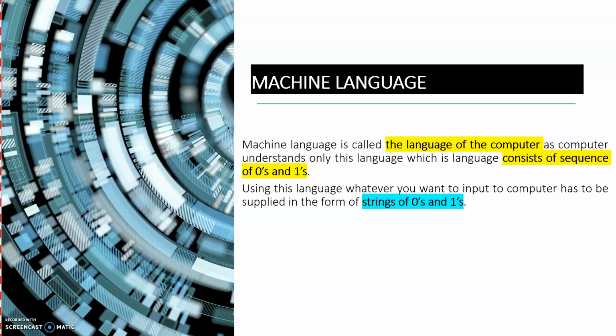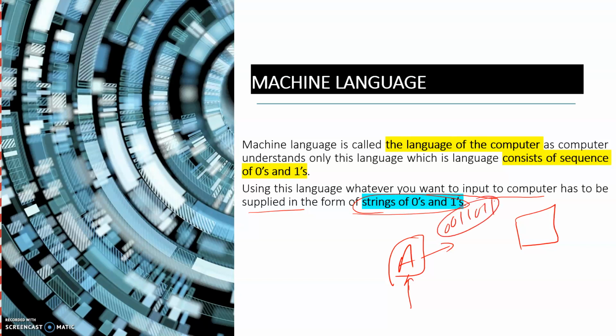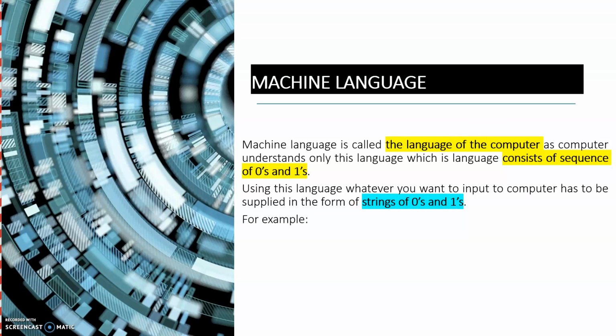Here in machine language, the computer uses input, and input will be supplied in the form of a string of 0 and 1. Suppose you want to press, let's say, Enter on your keyboard, or you want to print A on your screen, so you press the key A. This A will be converted into a sequence of 0 and 1s, and this sequence will be transferred to the computer as input. That is why it is called the language of the computer. For example, you can see A represented using this binary sequence of zeros and ones.